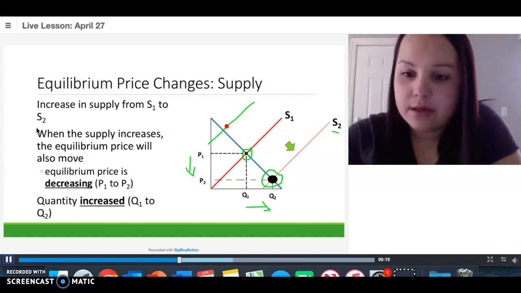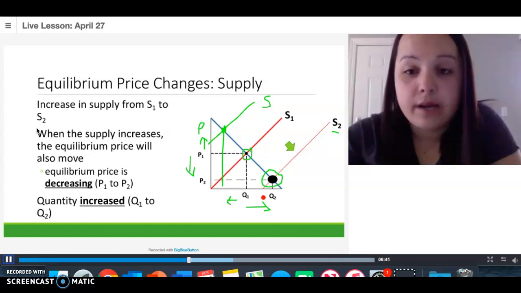So if this is our new supply curve, then we find our new equilibrium where the two curves meet, and then this price point would be the new price. So in this instance, even though it's a decrease in supply, the price would actually go up. And then obviously, if we were to follow it down to quantity, the quantity would have decreased.